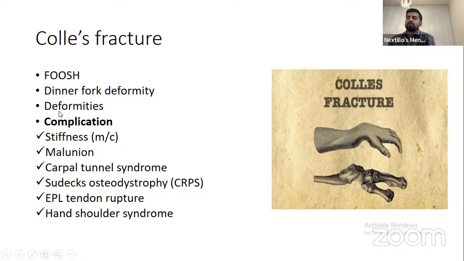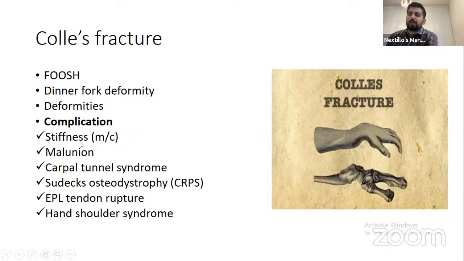Now, what is the most important thing about Colles fracture? They can either be managed conservatively or operatively. Conservative management: we can close reduce them and cast them, and then get x-rays done to see if the reduction is appropriate, or we can open reduce them and fix them with plates or wires. The most important thing in Colles are the complications associated with it.